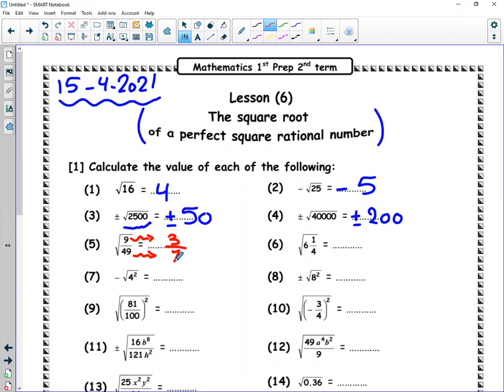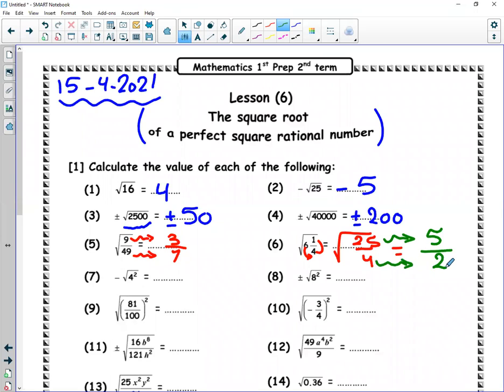Number 6, before we find the square root for this number, firstly we will convert it to an improper fraction. How can we convert to an improper fraction? We will say 6 times 4 equals 24, plus 1 equals 25. So this question will be 25 over 4. To solve it, we find the root of 25, which is 5, and the root of 4, which equals 2. So the answer of this question will be 5 over 2.